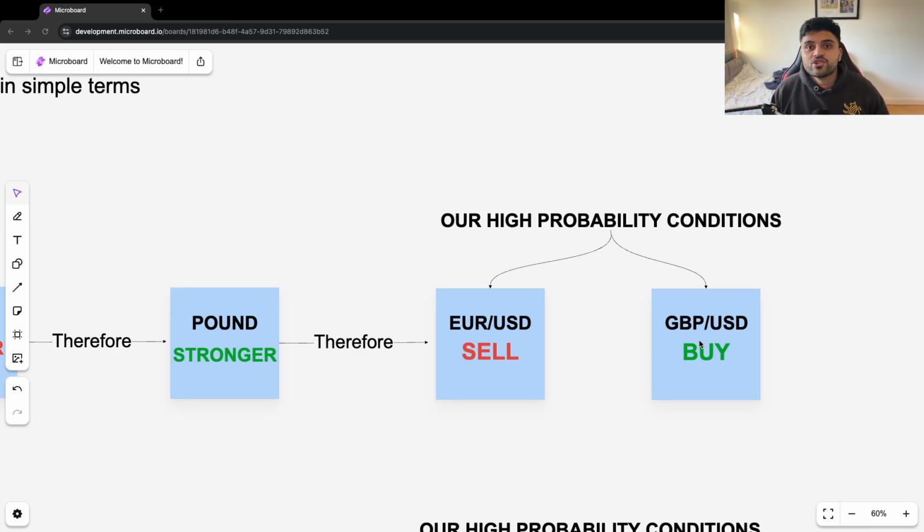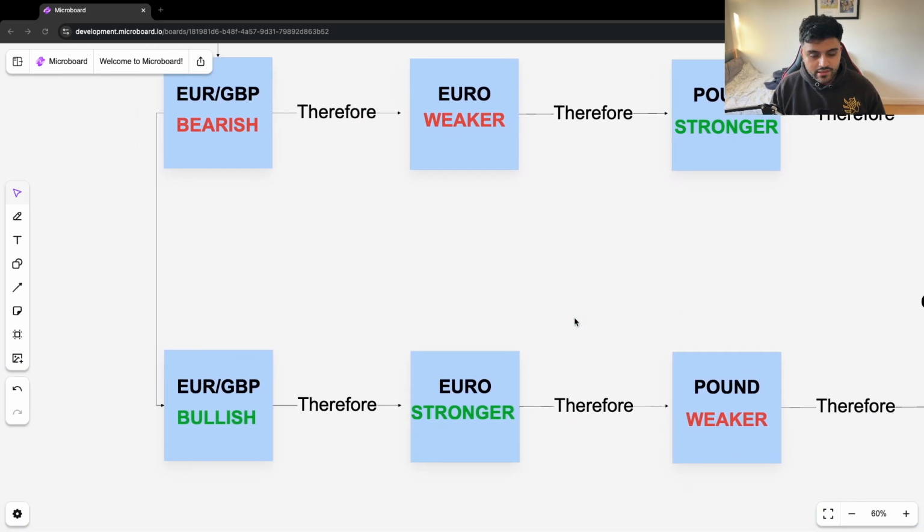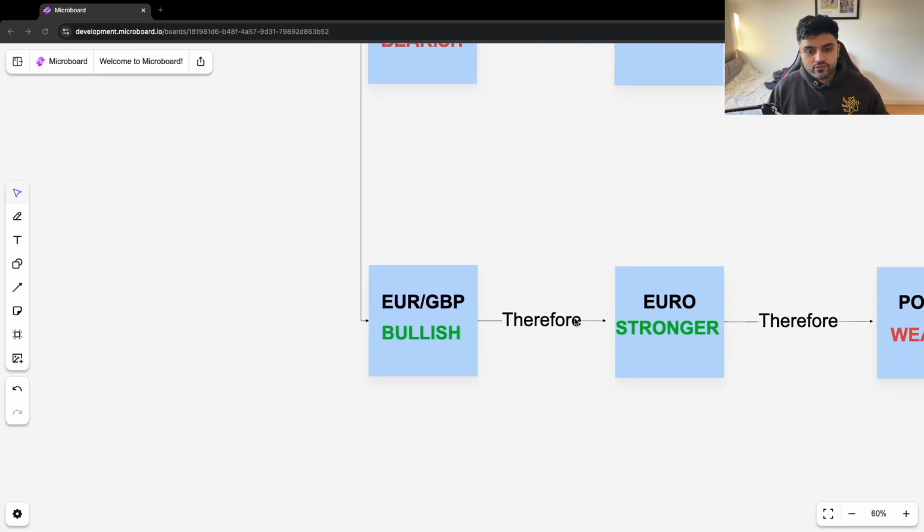Now, if you trade Asian session high and low, power of 3, a very simple strategy, then in this case, you look for the Euro USD Asian high to be taken out, and you look for the Asian low of GBP USD to be taken out, okay? Now, scenario 2, what if, you might be asking, Euro GBP is bullish?